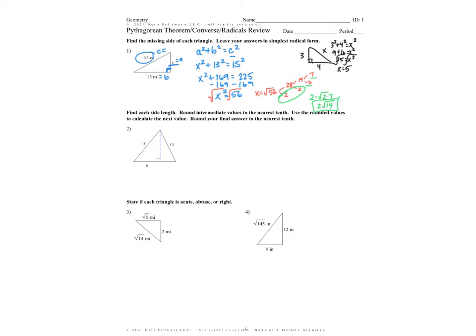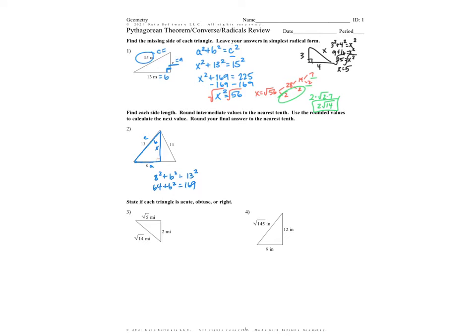Now, number 2 is asking us to find each side length and then round to the nearest tenth. Okay, so the one that gives us 2 is the one we can do first because we can find the third one. So, we can find this length by doing what we just did. This is going to be our A, our B, our C. C has to be the hypotenuse. A and B doesn't matter. So A squared is 8 squared plus B squared, or X, whatever you want to use, is C squared, which is 13. So that's 64 plus B squared equals 169.